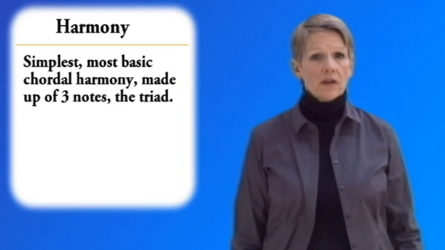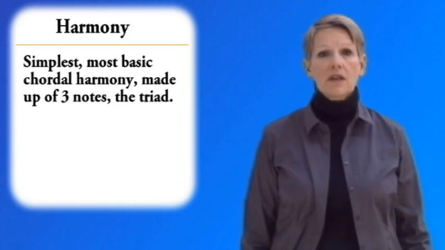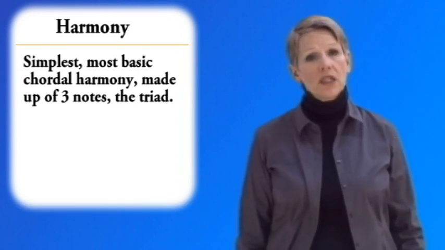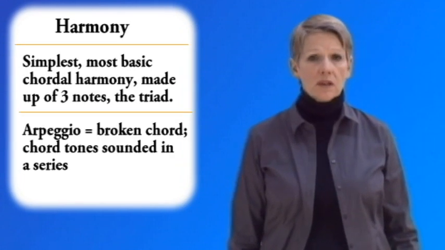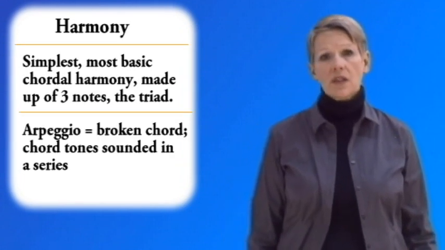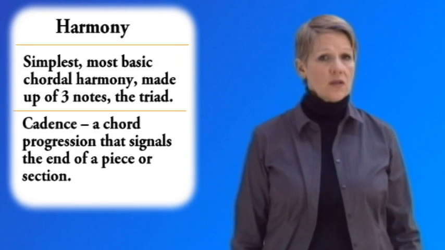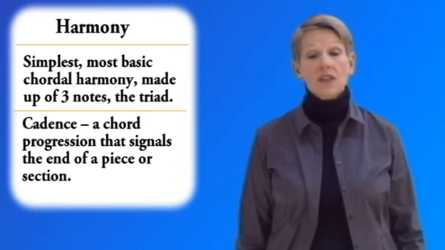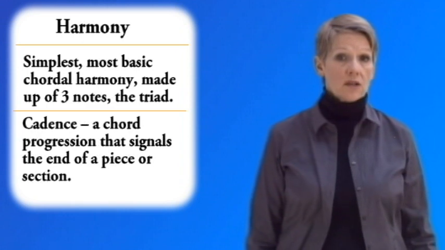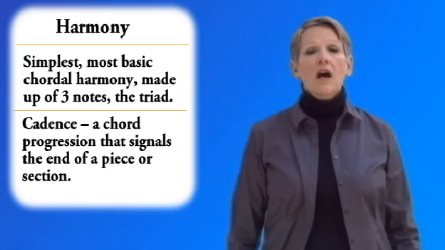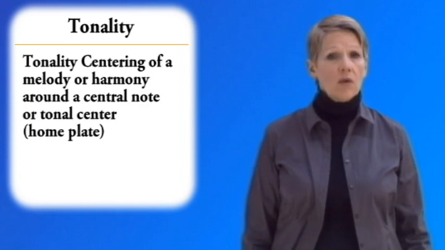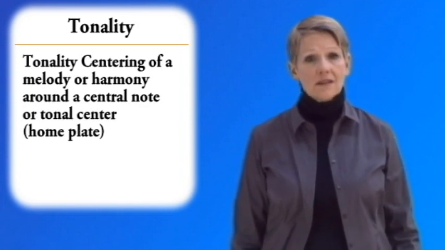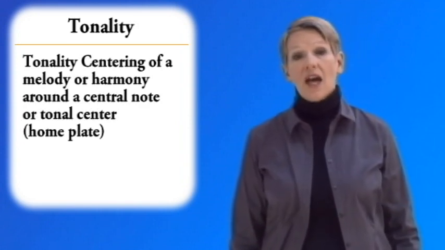Relative to harmony, the simplest, most basic chordal harmony there is the triad, which is a chord made up of 3 notes played together. An arpeggio is a broken triad sounded in a series. A cadence is a chord progression that signals the end of a piece or section of music. A lot of music has what we call a tonal center, or, as I call it, home plate, as in baseball.